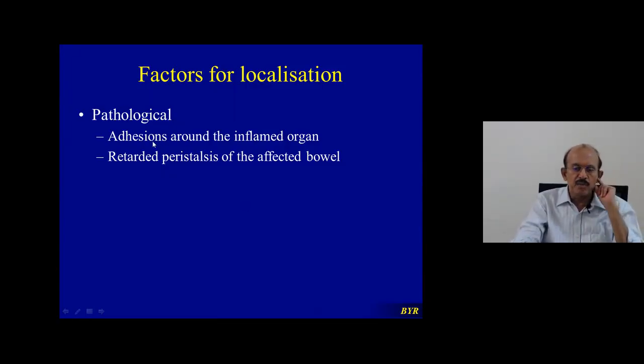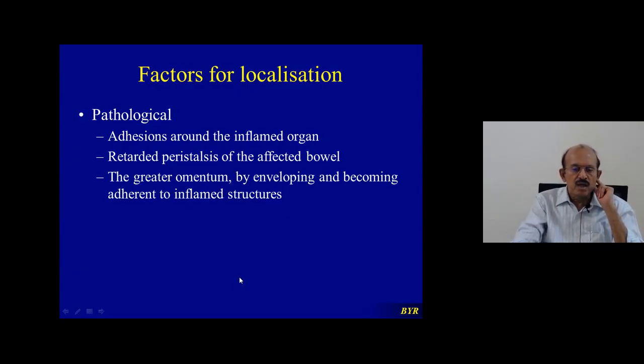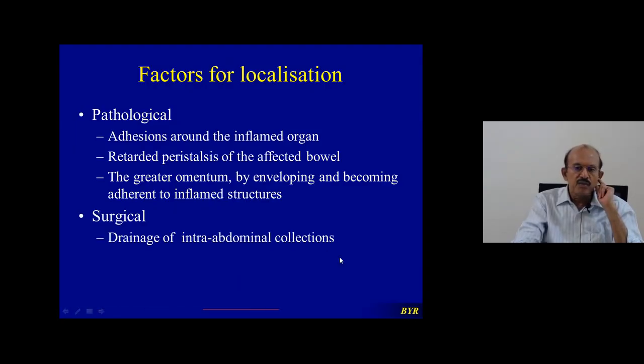So the pathological factors are number one, adhesions around the inflamed organ, and number two, retarded peristalsis of the affected bowel. The third factor is the greater omentum, which comes and envelops the inflamed structures. Then surgical factors. If any intra-abdominal collection is there and, as a surgeon, you interfere and drain those infected materials, it will be localized. If you don't drain it, what will happen? The collections will increase in size and quantity, and they will spill into the general peritoneal cavity.